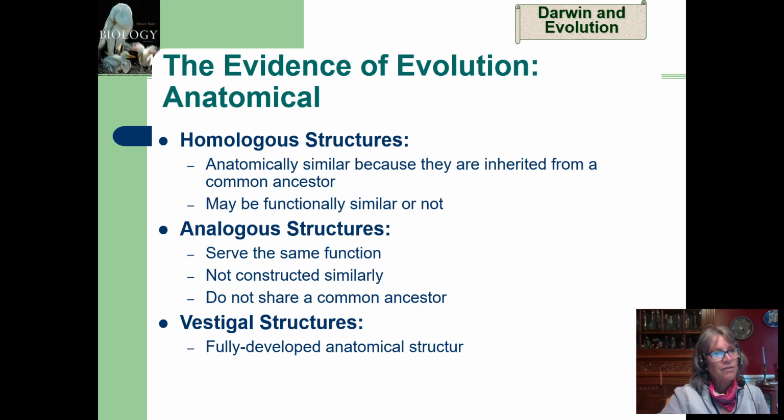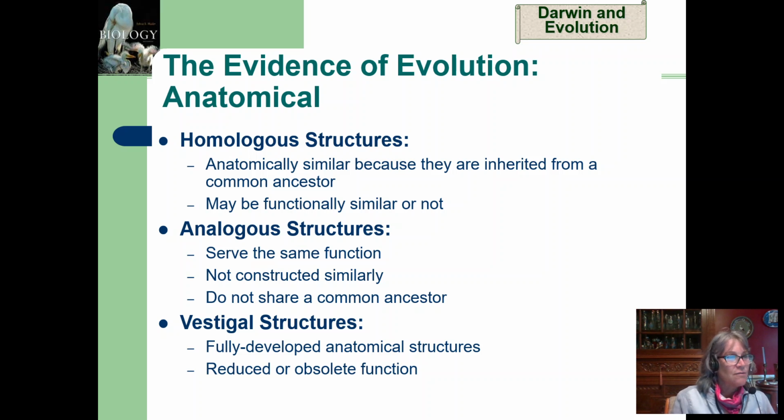And then vestigial structures. These are fully developed anatomical structures that no longer have a function. So they have a reduced or obsolete function. For example, our last three vertebrae, the coccyx, are remnants of a tail. We no longer have a tail, but we still have the anatomical evidence that at one time some ancient ancestor did.